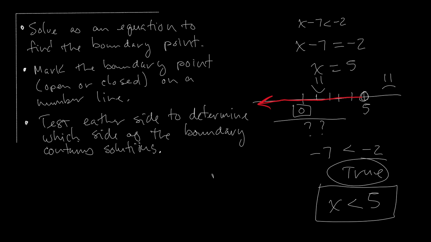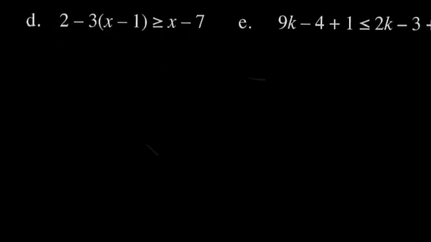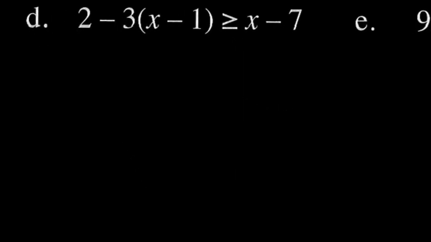But if you were just to bound along and say, forget this regimen of finding the boundary, marking the boundary, and testing, I just want to pretend like it's an equation and forget about it, right? There's points where that will cause a problem. In fact, D is such a problem where just bounding along is going to cause an issue for us. So let's go ahead and do D together.